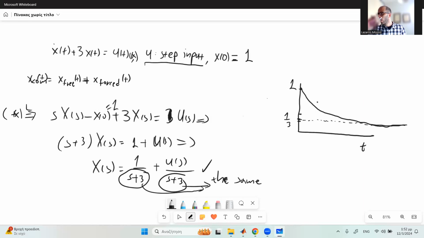Okay, so that's it about forced and unforced responses. Of course, we are gonna start solving a lot of exercises using the Laplace transform. So this is just something to get your hands on.